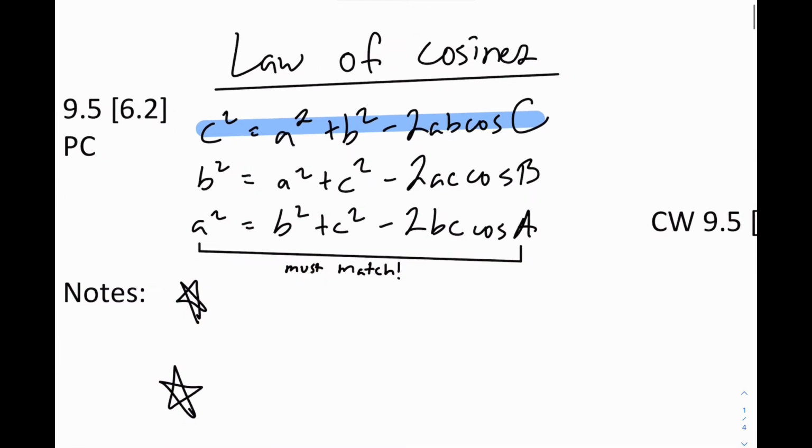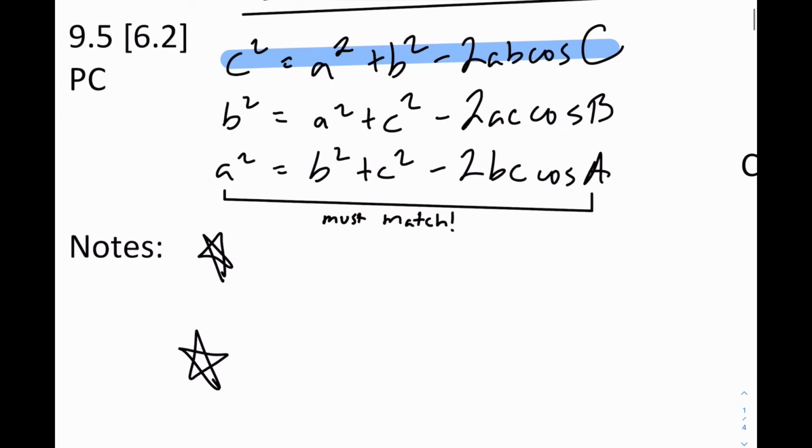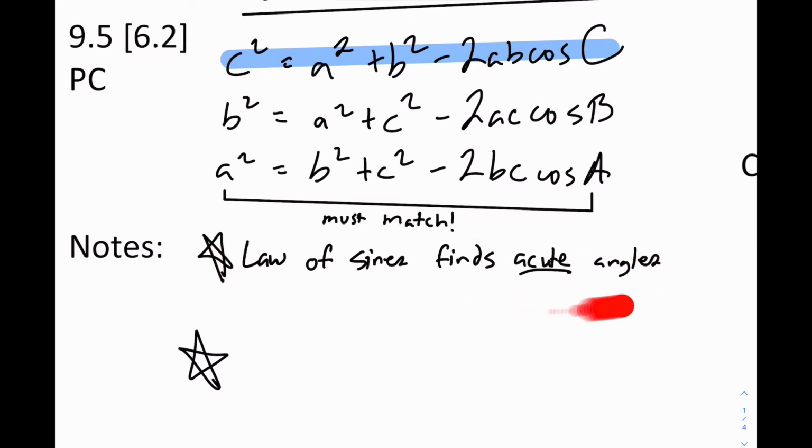Now a couple of things to note here. I put a few stars. We did law of sines last video. The law of sines is really good at finding acute angles. So notice how we always have to do that 180 minus trick to get all the angles. But in general, your calculator will always give you the acute angle. So it's important to think about this as we move forward today.